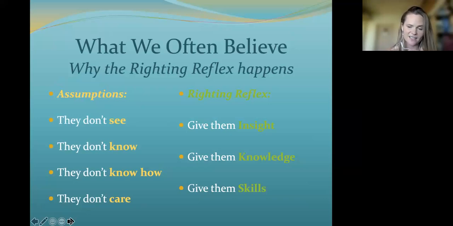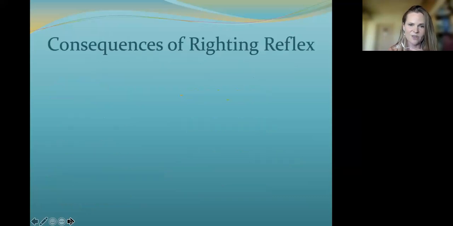It's not to say that insight, knowledge, and skills are not helpful later on. For action, maintenance, planning, those can be very helpful. In contemplation, it's mostly just going to cause them to escalate to the status quo. So we really want to step back from that and look at what their insight, knowledge, and skills already is and make sure that we're not foisting ours on them.